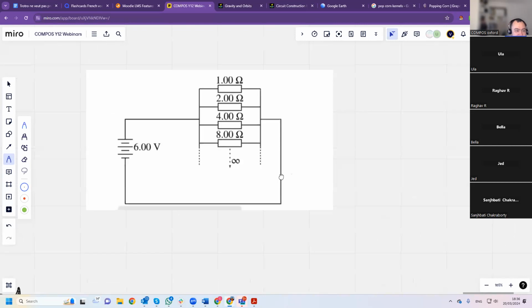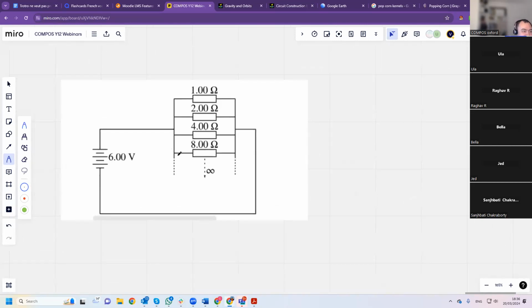Okay, let's talk about this one. So this is a parallel combination. It's infinitely many resistors, and it's 1, 2, 4, 8. So on one hand, as you add more and more resistors, you should have a drop in resistance. But then each consecutive resistor gets bigger, it gets more and more resistive. So maybe there's a limit. So let's have a look.